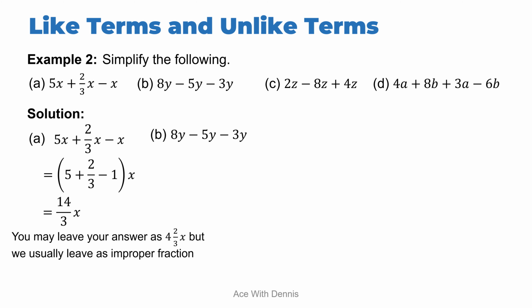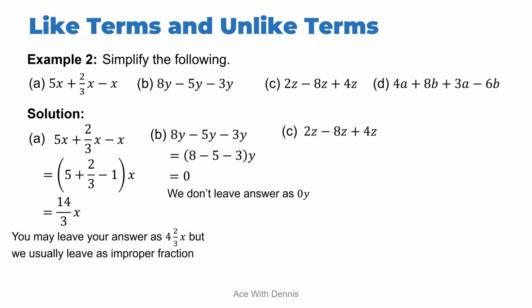For B, 8y minus 5y minus 3y. And again, all the three terms here are like terms. Hence, we just need to combine their coefficients together. Hence, we get bracket 8 minus 5 minus 3y. And the answer is 0. So for the answer here, we usually don't leave it as 0y because 0 times y is still 0.